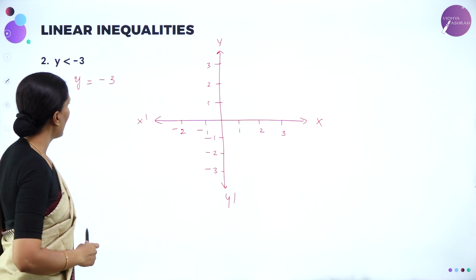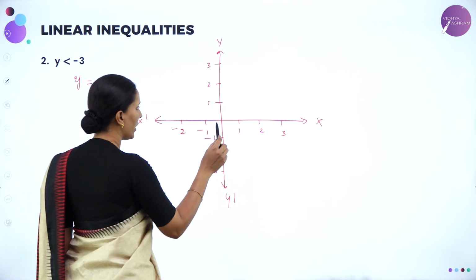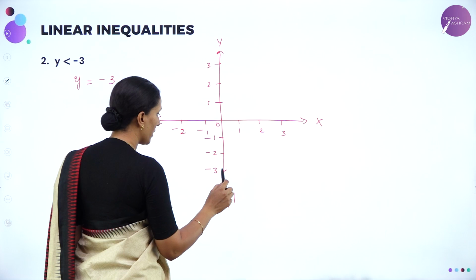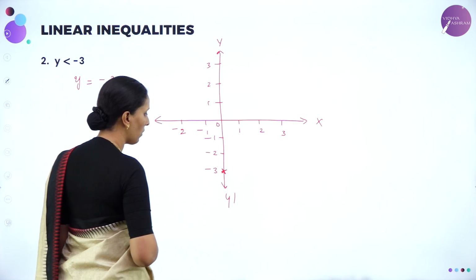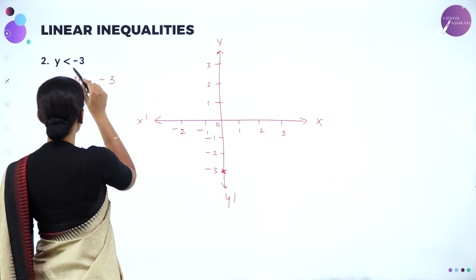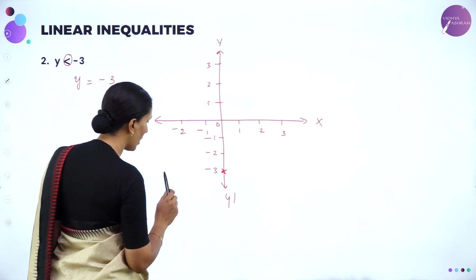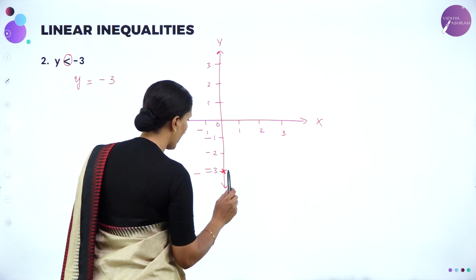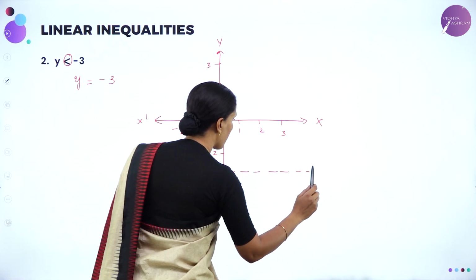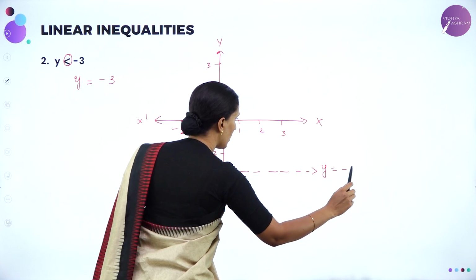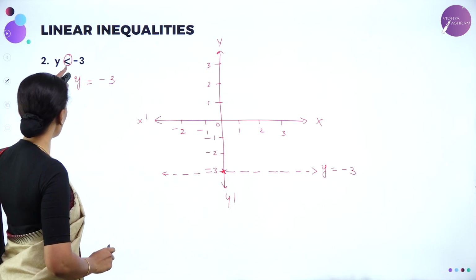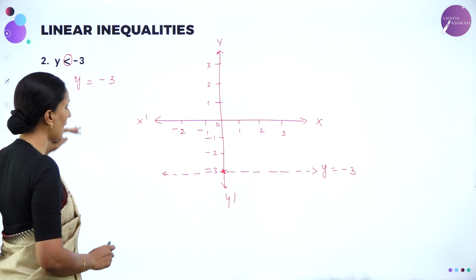So, what is the line y is equal to minus 3? So, here it is 0, y is equal to minus 3. This is y is equal to minus 3. So, since it is a strict inequality here, we will draw a dotted line at y is equal to minus 3. So, this is y is equal to minus 3. Now observe the inequality here. It says less than minus 3.